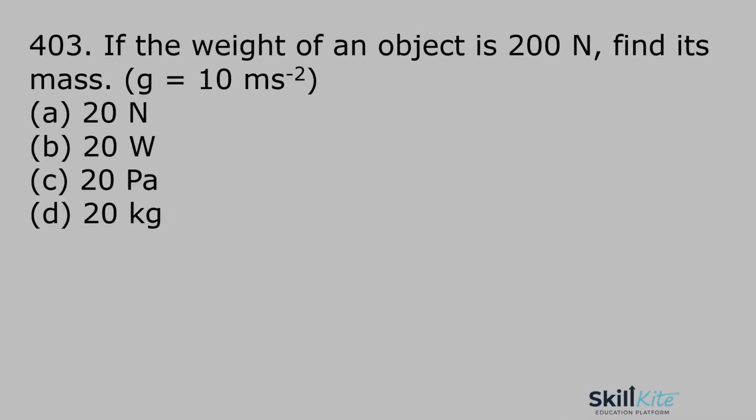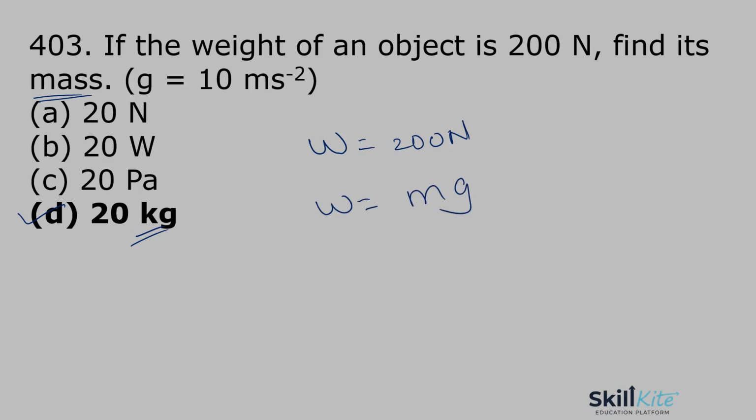If the weight of an object is 200 Newton, find its mass. Mass unit is kg. All the values given are the same, but if you consider the unit, option D is the right answer. But we will solve the question. Weight equals 200 newtons. The weight formula is mass into gravity. So 200 equals mass into g, which is 10. So mass equals 20 kg.